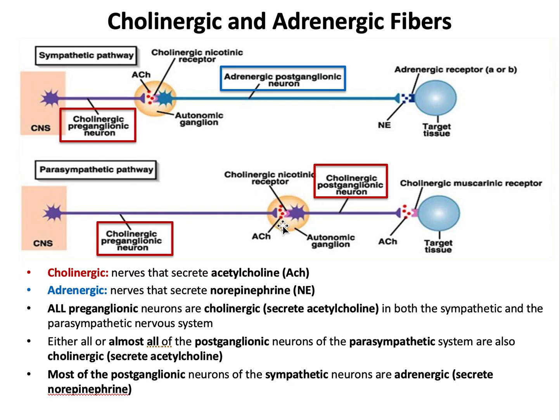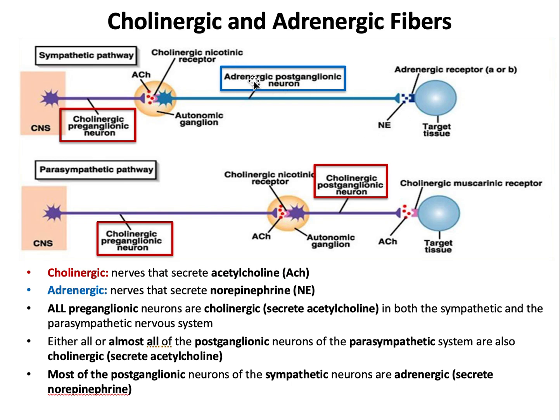I'm using terms from our previous lecture. The muscarinic receptors are metabotropic. All right, so both preganglionic and postganglionic neurons of the parasympathetic pathway secrete acetylcholine, but the receptors are different. Now, up in the sympathetic pathway, remember our preganglionic neuron is cholinergic. It's going to secrete acetylcholine, but our postganglionic neuron is an adrenergic neuron, meaning it's going to secrete epinephrine or norepinephrine. Okay? It's going to secrete norepinephrine.